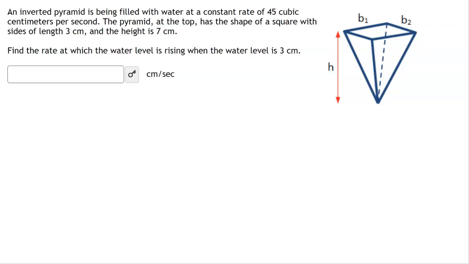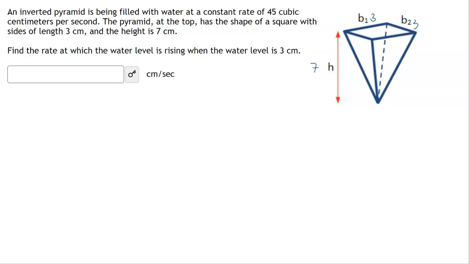An inverted pyramid is filled with water at a constant rate of 45 cubic centimeters per second, and the pyramid at the top has a shape of a square with side lengths of 3. So at the very top, these are 3 centimeters, and a height of 7 centimeters. And we want to know what's the rate at which the water level is rising when the water level is at 3 centimeters.